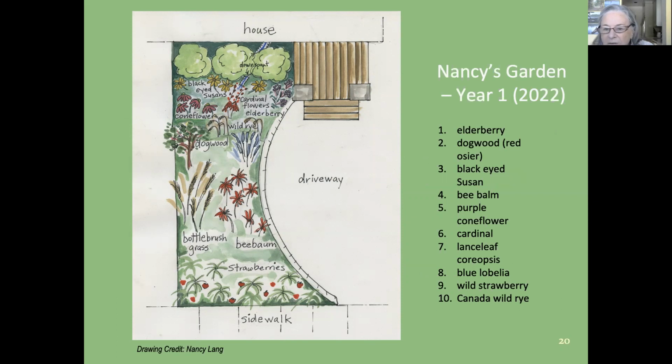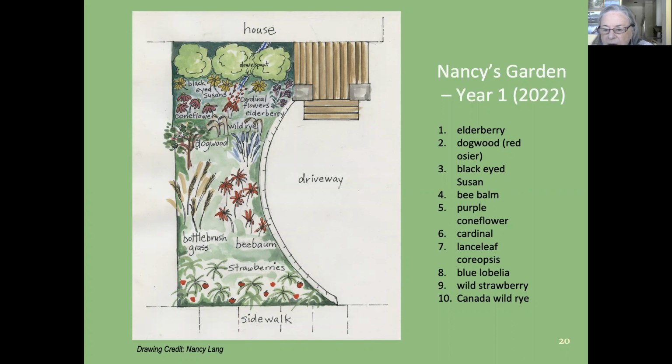We planted 5 to 7 of each species, except for the strawberries, which are in the foreground near the sidewalk. We planted 10 of those. And of course, we planted 1 dogwood and 1 elderberry. We used primary colors. Nancy chose yellow, blue, red, and hot pink.